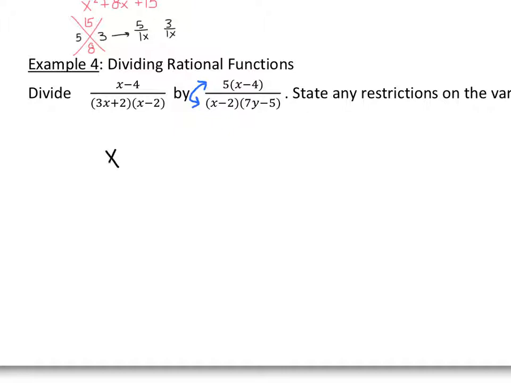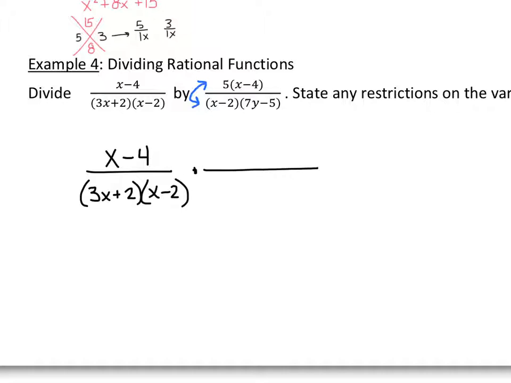So that'll look like x minus 4 divided by 3x plus 2 times x minus 2, times the flipped fraction: x minus 2, 7y minus 5, and 5 times x minus 4 on the bottom. If you want to, go ahead and put this other numerator in parentheses, just so you can see it.